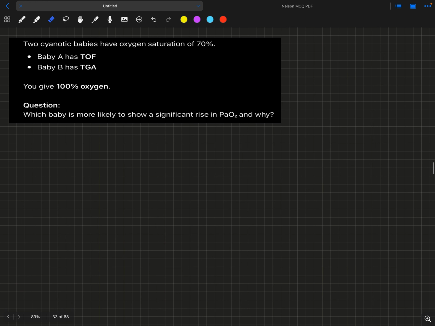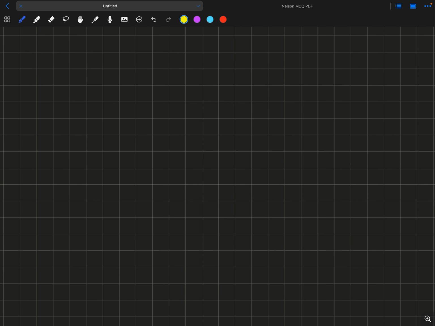Let's discuss another concept. Two cyanotic babies have oxygen saturation of 70. You give them 100% oxygen, then who will improve more, or what will happen? In general, both of them will not improve, because this is what the hyperoxia test is. We give 100% oxygen. If it is a pulmonary condition, there will be improvement in oxygen saturation. If there is no improvement after giving 100% oxygen, then it is a cardiac cause, a congenital heart disease. So after giving 100% oxygen, no one will show a significant rise in PaO2.